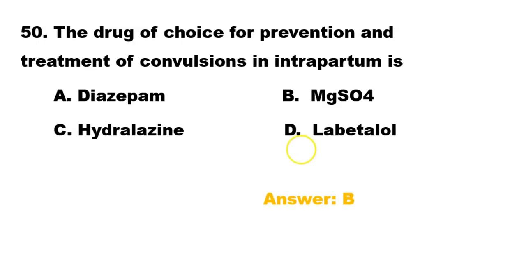If you said B, you have got it, because magnesium sulfate is the first line medication for preventing and treating eclamptic seizures. Its mechanism of action is on the central nervous system. It has a depressant effect, which results in obstructing normal neuromuscular transmission. So the answer is B.